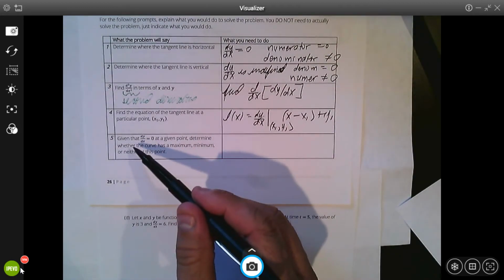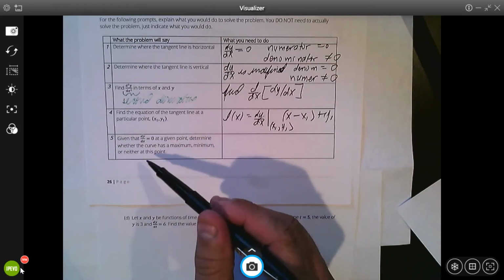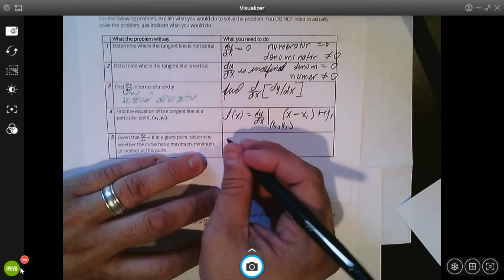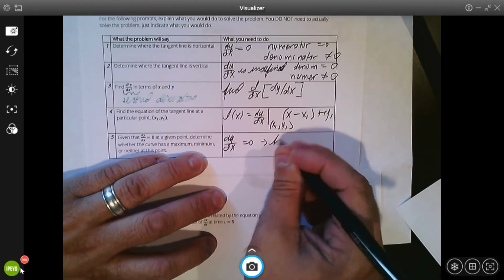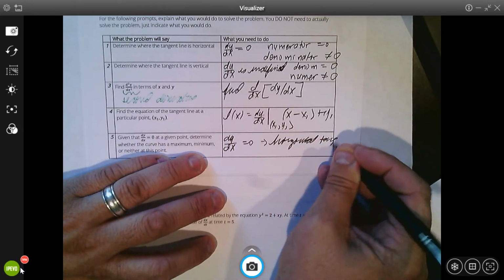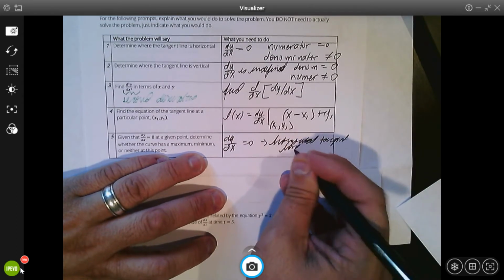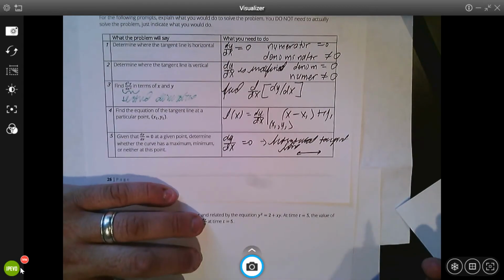And if you were told that dy dx is equal to 0 at a given point, and you needed to determine whether the curve has a maximum or a minimum, well, if dy dx is equal to 0, what that means is you have a horizontal tangent line. Horizontal tangent line doesn't mean anything other than your graph is flat.